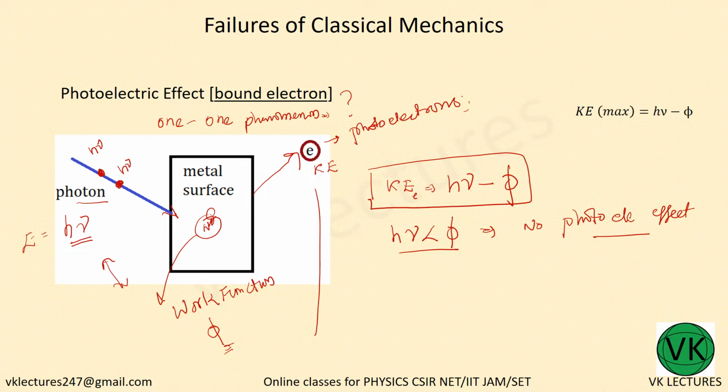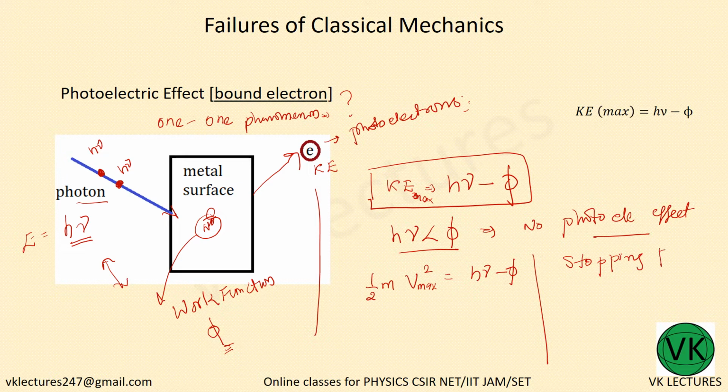Now, one more thing. This is the maximum kinetic energy of the photoelectron. Now we can write half m v max square equal to h nu minus phi. Now let us introduce a new term called stopping potential.